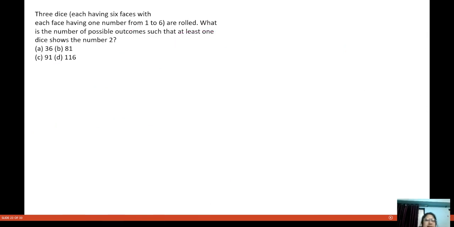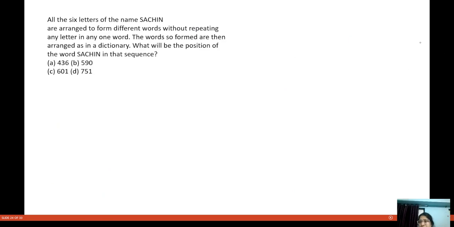Fine. Now let us look at this question. All 6 letters of the name Sachin are arranged to form different words without repeating any letter in any one word. The words so formed are then arranged in a dictionary. What will be the position of the word Sachin in that sequence? This question is asking to make all the permutations of the word Sachin, but tell me what is the position of Sachin in the dictionary.